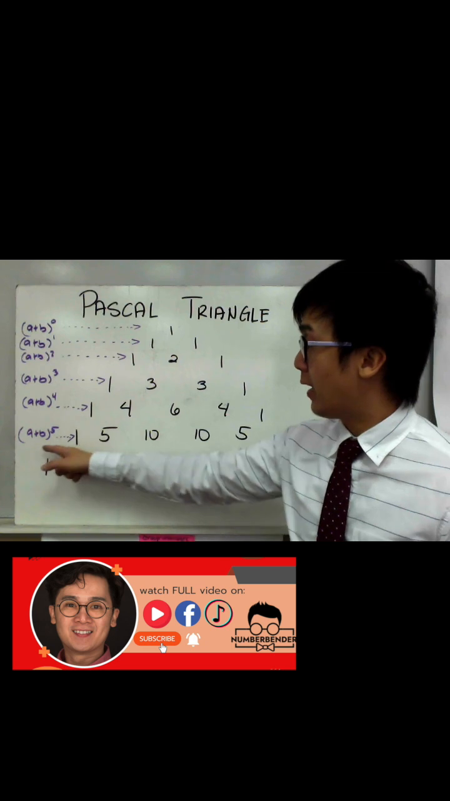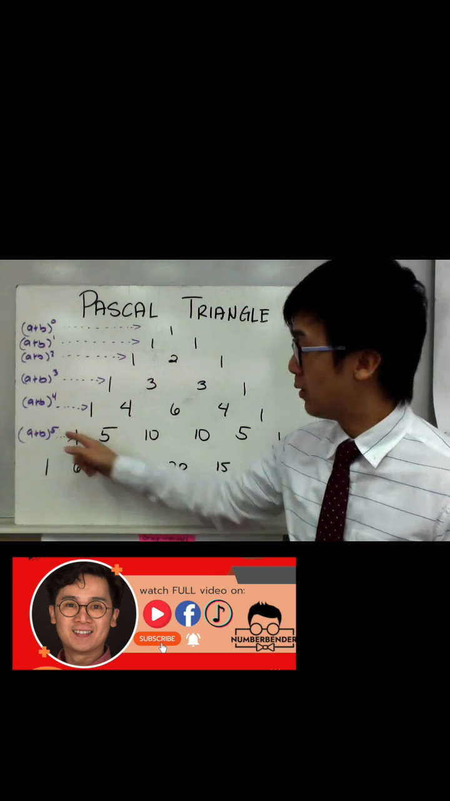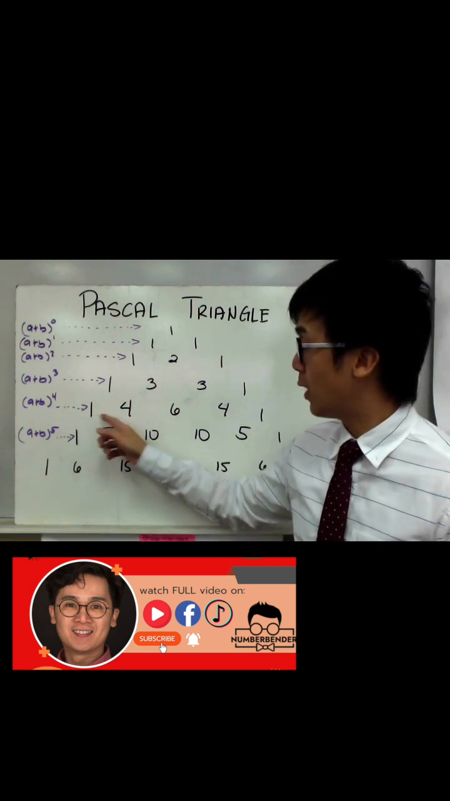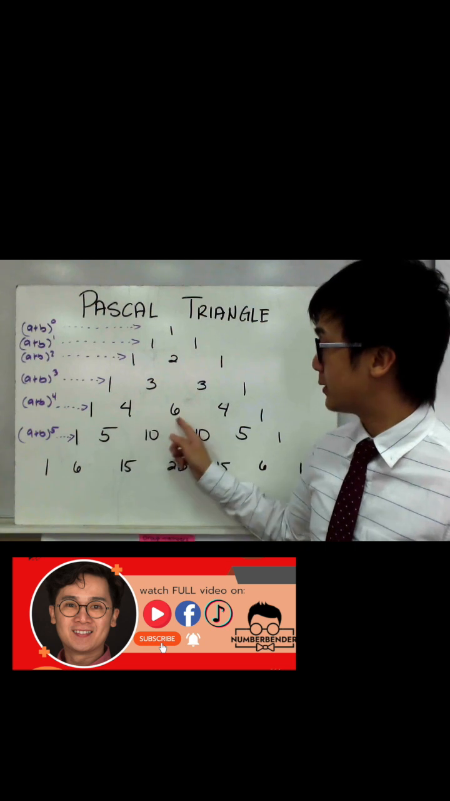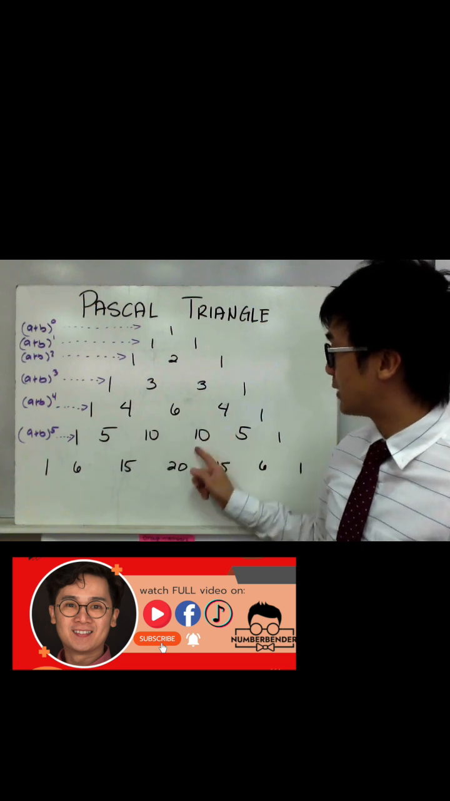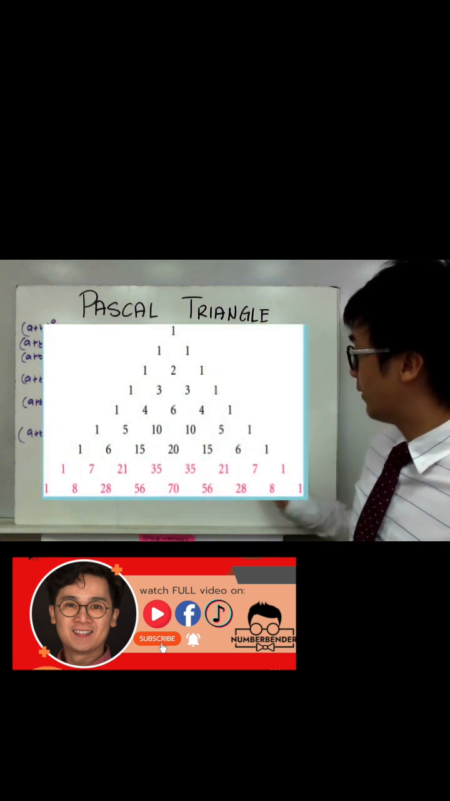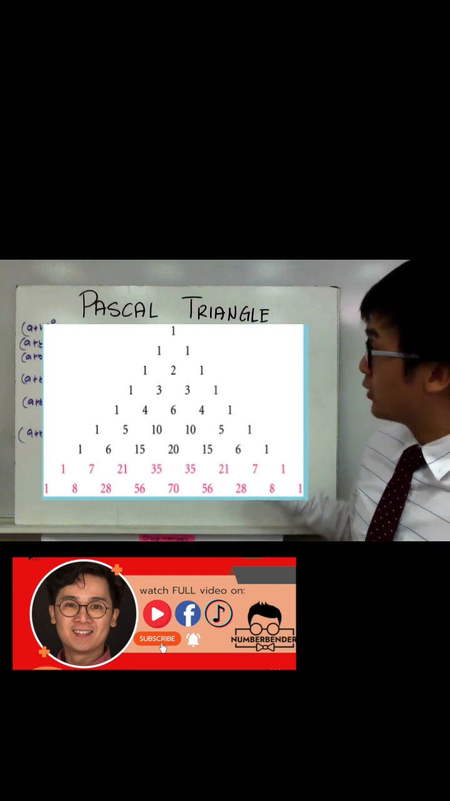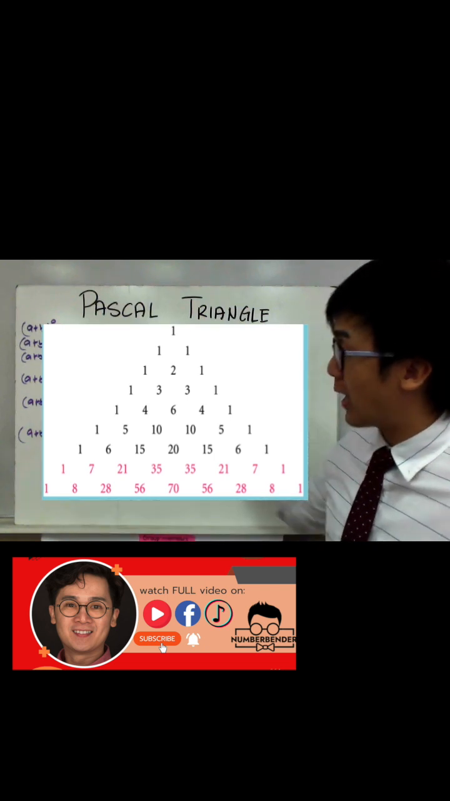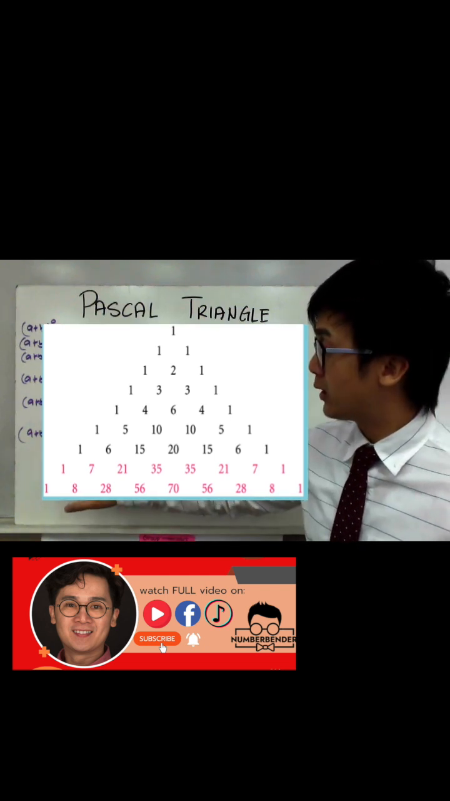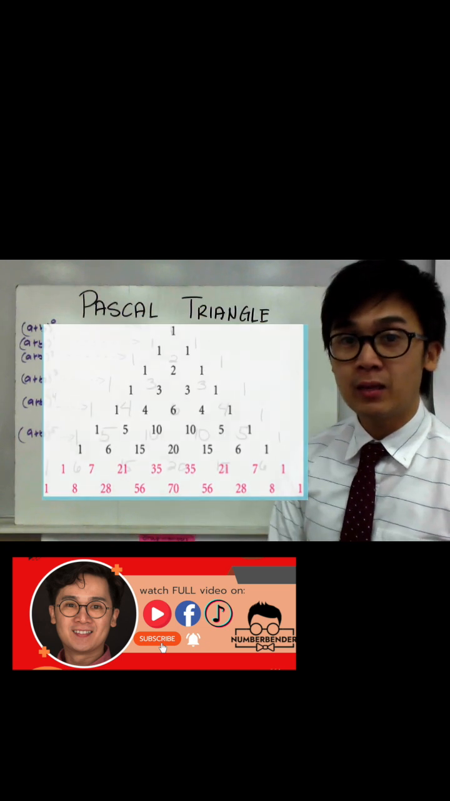And if we have a plus b raised to the 5th power, we have 1, and then 1 plus 4 is 5, 4 plus 6 is 10, 6 plus 4 is 10, and 4 plus 1 is 5, and then the number 1 at the end. So this is how we build our Pascal's triangle, whose patterns we will use in our expansion in the binomial theorem.